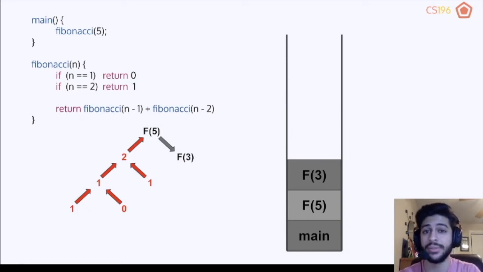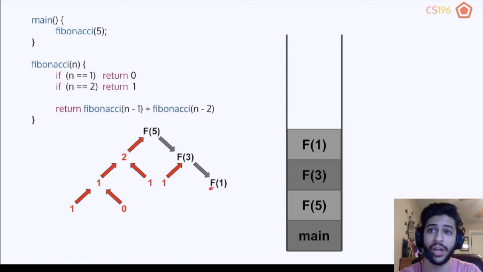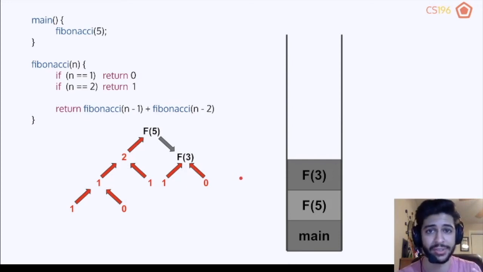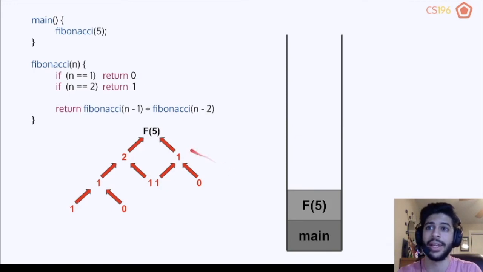So f of 3 will break down into f of 2. f of 2 is a base case. It'll return 1 and pop it off the top of the call stack. It will call f of 1, which is on the top of the call stack. It'll return 0. And by now, I hope it's coming into the big picture. f of 3 returns 1. And now finally, we can give you the value of Fibonacci of 5.